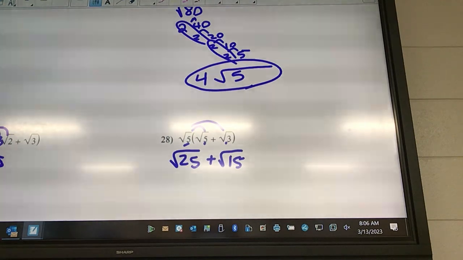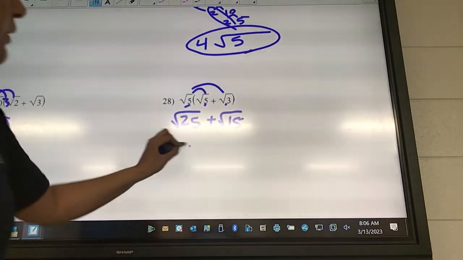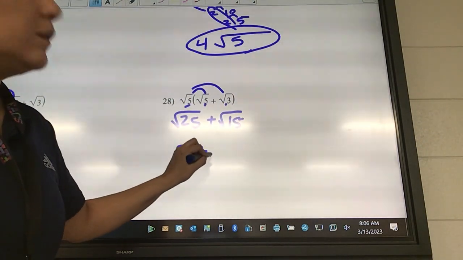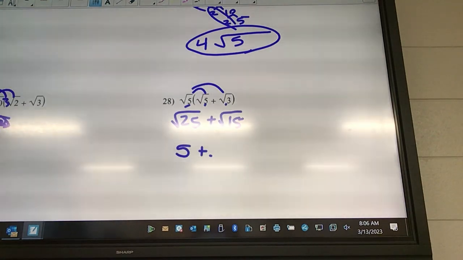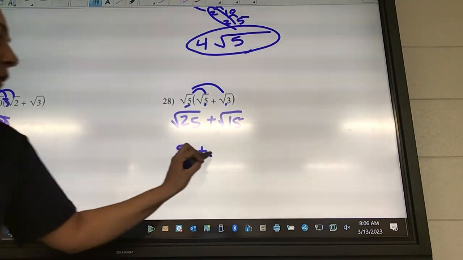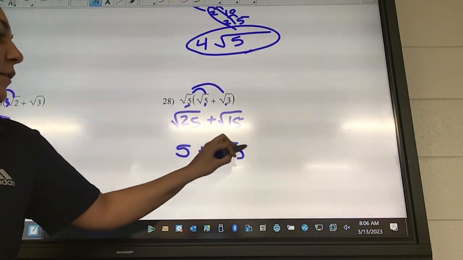Does 25 simplify? Yeah. What is the square root of 25? 5. What about the 15? Well, what are some factors of 15? 3 and 5. Could you take a group? No, so then it is simplified. So we're just going to put it back.